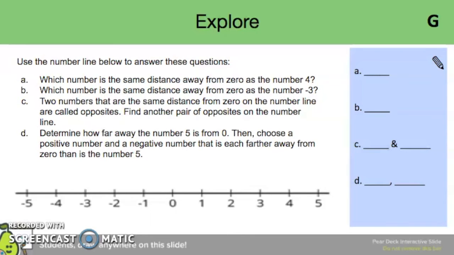Which number is the same distance away from 0 as the number 4? Which number is the same distance from 0 as the number -3? 2 numbers that are the same distance from 0 on the number line are called opposites. Find another pair of opposites on the number line and determine how far away the number 5 is from 0. Then choose a positive and a negative number that is each farther away from 0 than is the number 5.